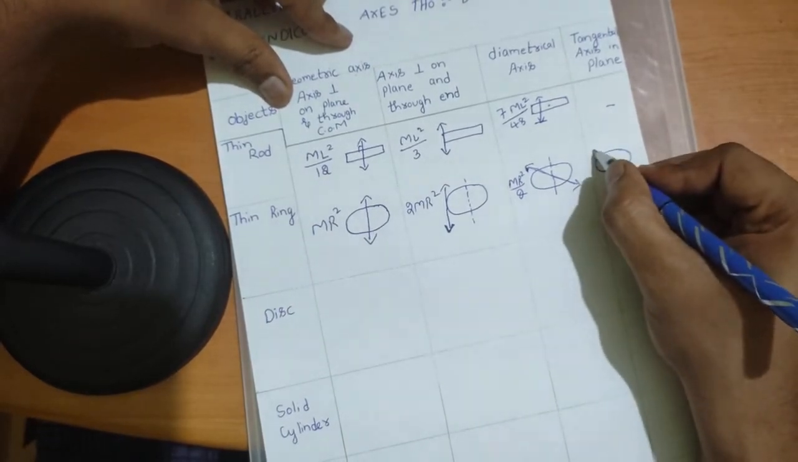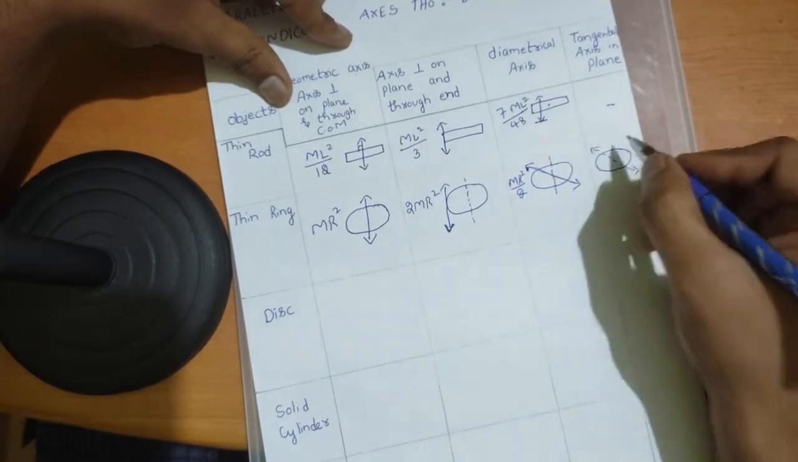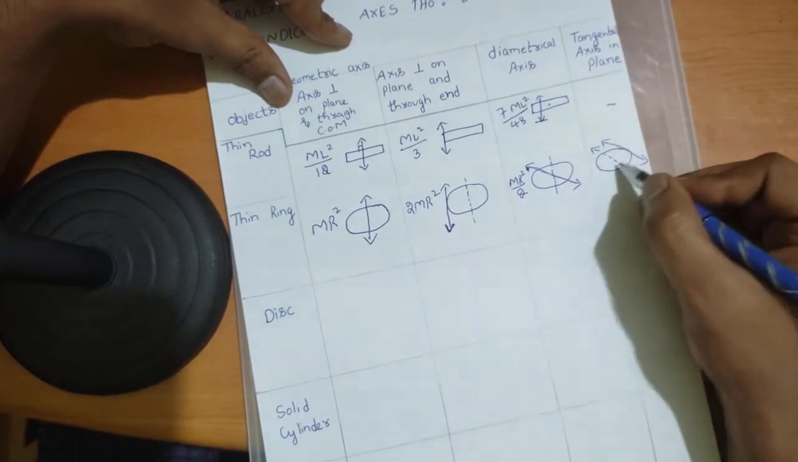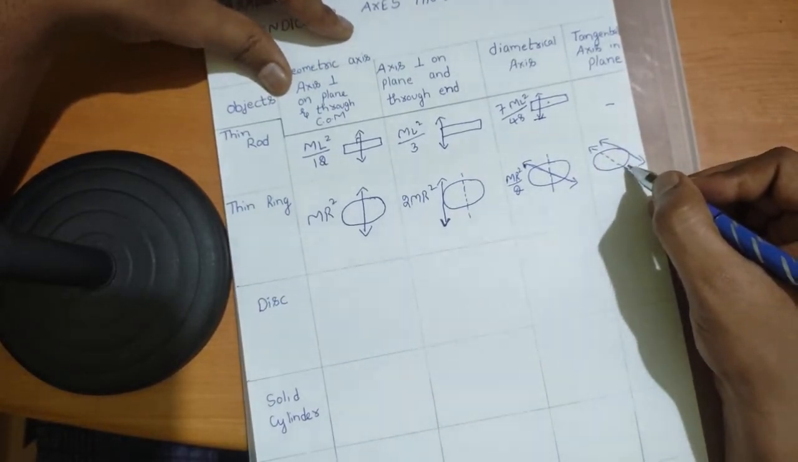This is the diametrical axis. I am drawing this in a dotted manner. So this is a tangential axis. Now observe these two axes, how they are. We can conclude that they are parallel to each other.